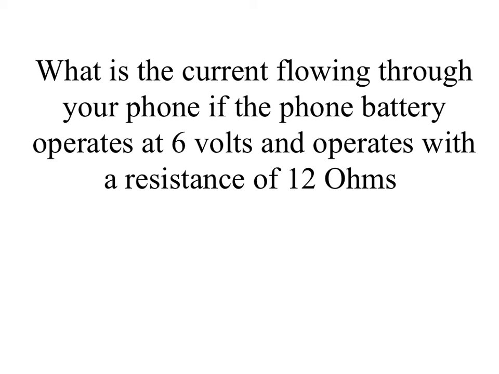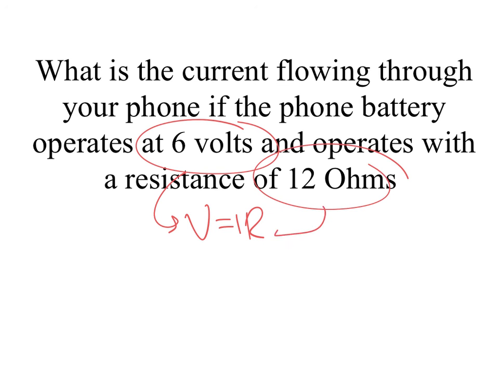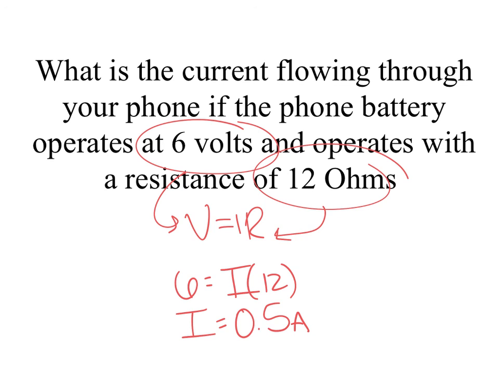All right. Try this one. What's the current flowing through your phone if the phone battery operates at 6 volts and has a resistance of 12 ohms? Well, V equals IR. 6 volts goes here. 12 goes here. So 6 equals I times 12. Yep. So I equals 0.5 what though? Amps. So I can write it like that or 0.5 amps. Up to you. Okay. So the calculation for this unit really isn't that bad.